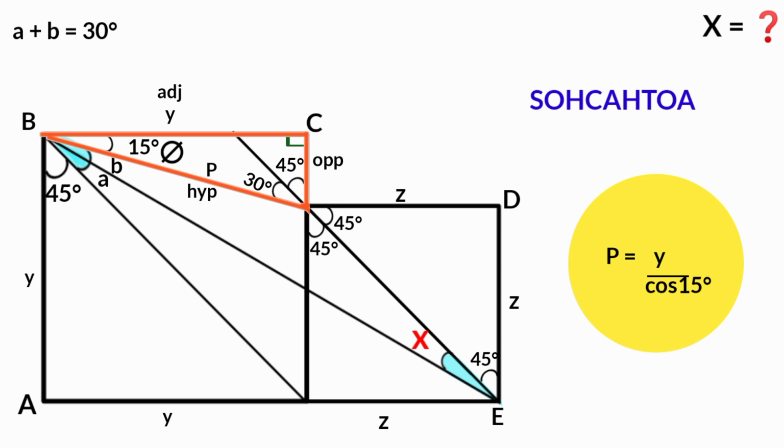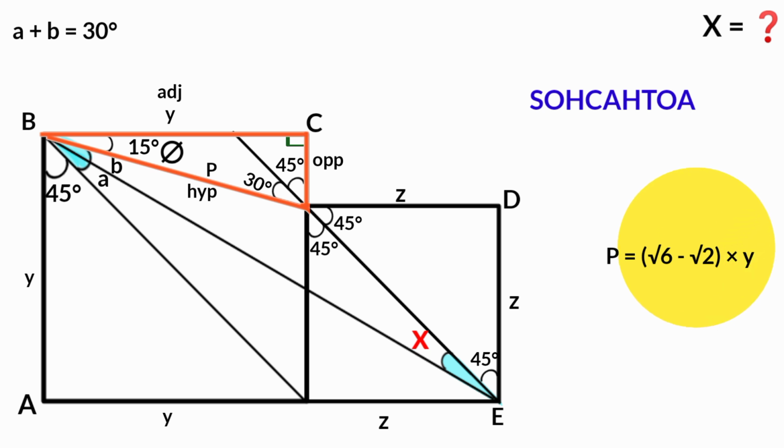Y over cos 15 degrees is the same as 1 over cos 15 degrees times y. If you have a good scientific calculator, put this in and it will give you root 6 minus root 2. Root 6 minus root 2 times y is y open bracket root 6 minus root 2. So p equals y open bracket root 6 minus root 2. That is, the length of this side here is y bracket root 6 minus root 2 in terms of y.